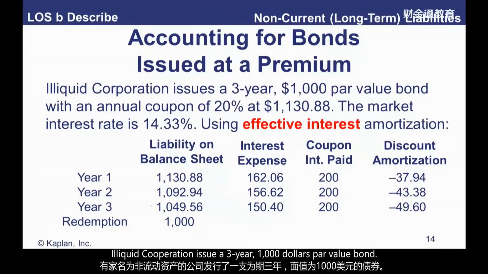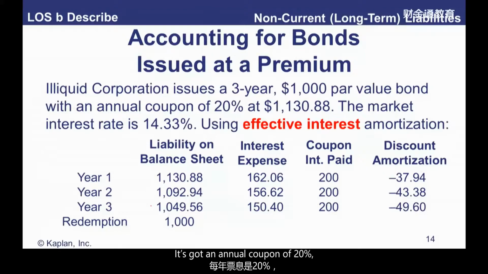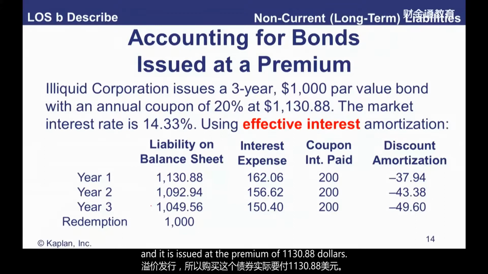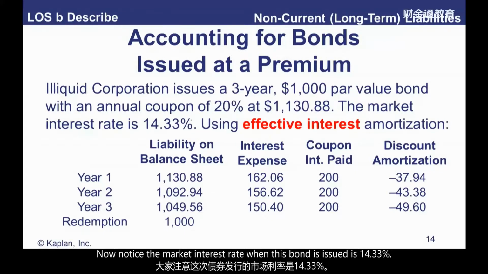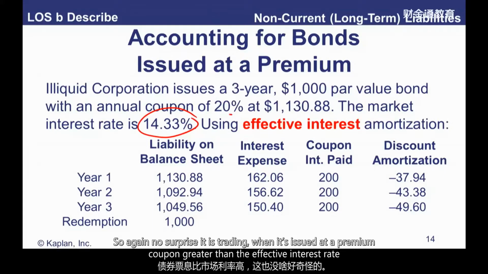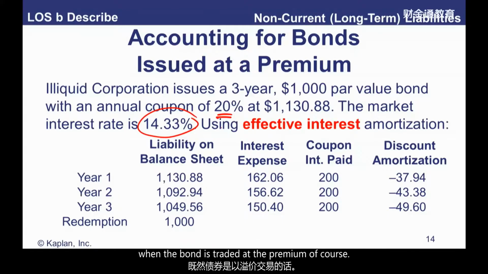Illiquid Corporation issues a 3-year $1,000 par value bond. It's got an annual coupon of 20%, and it's issued at a premium of $1,130.88. So the premium is $130.88. Now notice the market interest rate when this bond is issued is 14.33. So again, no surprise, when it's issued at a premium, coupon greater than effective interest rate, the bond will trade at a premium, of course.